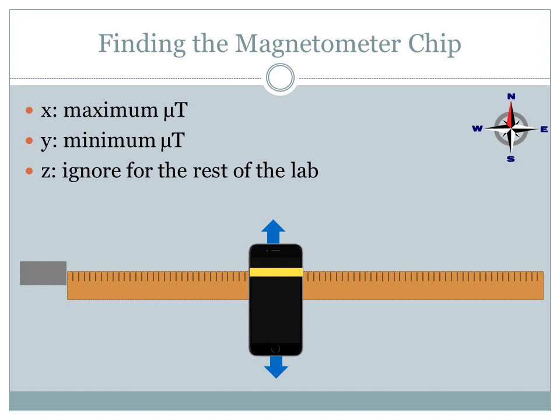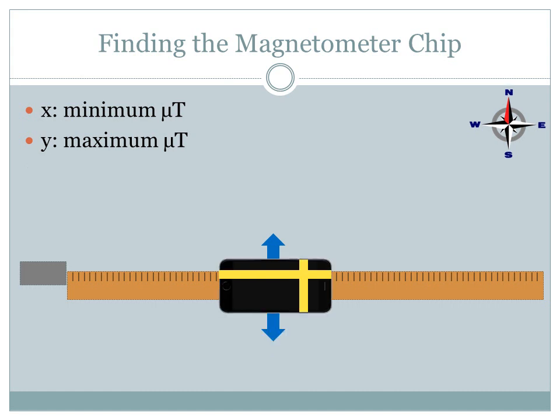I then placed a piece of tape along the top of the meter stick. Next, I rotated my phone 90 degrees and repeated this process until the X was a minimum and the Y was a maximum, and placed another piece of tape. This corner where the tapes intersect is the location of the magnetometer sensor.